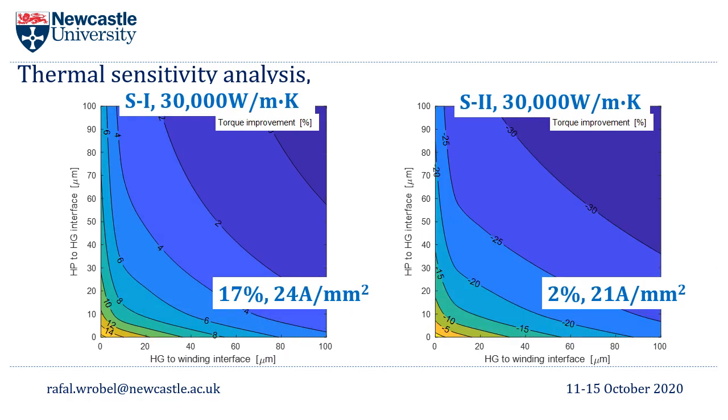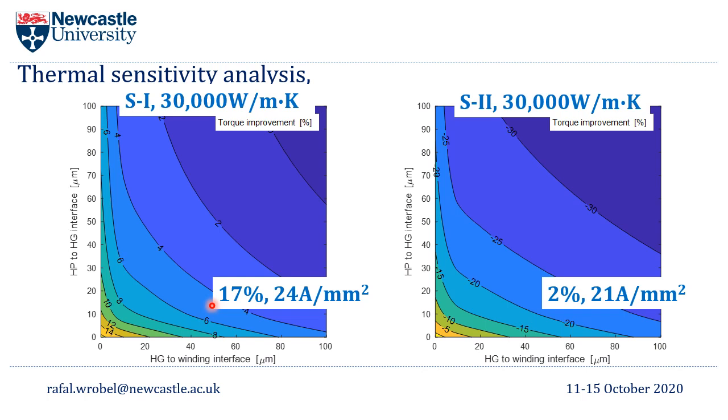Interesting is to find what that leads to, how that heat transfer improvement translates into machine output improvement. Here on this slide we have a comparison of the torque improvement for both systems, and for the heat pipe with the highest equivalent thermal conductivity analyzed here, that corresponds to 17% torque improvement and 24 amps per meter square, and 2% torque improvement and 21 amps per meter square for system 1 and system 2 respectively.